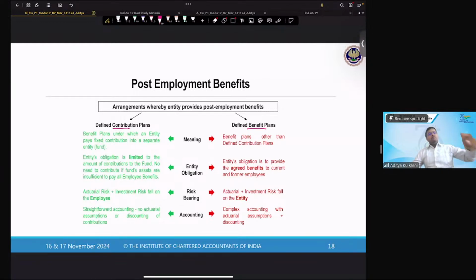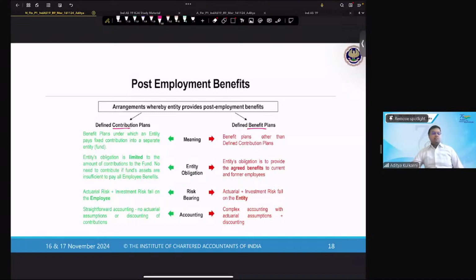So, provident fund, for example, an entity, is it obligated to pay the returns to the employee, or is the entity's obligation closed when it makes the contribution to the fund? Obviously, the obligation is over when the contribution is made to the fund. Have you understood? Yes. So after that, how much the fund earns, how much the fund gives back to the employee.